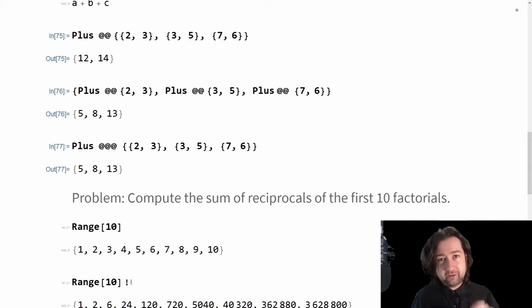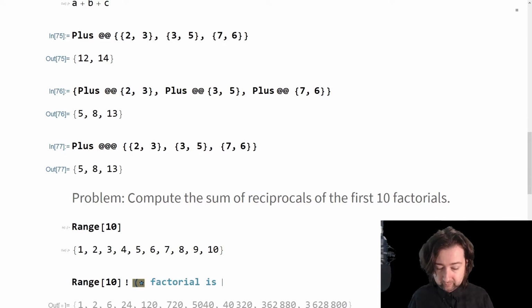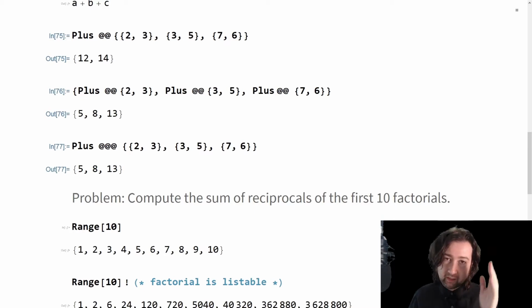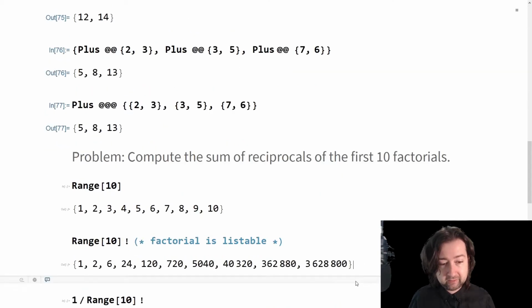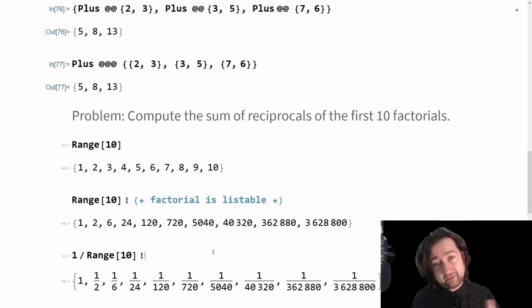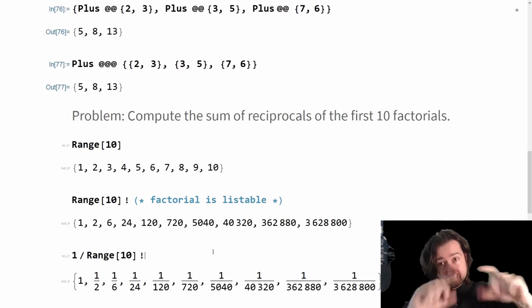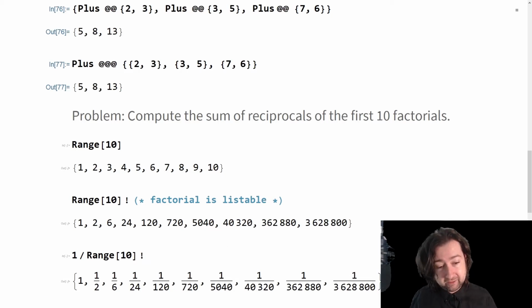Now factorial, like every arithmetic operation, is listable. So factorial is listable, which means that if you apply it to a list, it evaluates entry-wise. And that's what this is. Now, dividing by a number is listable, or division is. So since division is listable, 1 divided by the range of 10 factorial takes the numbers from 1 to 10, factorials them all, and then takes the reciprocals, which is what we get here.